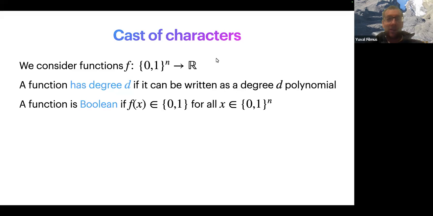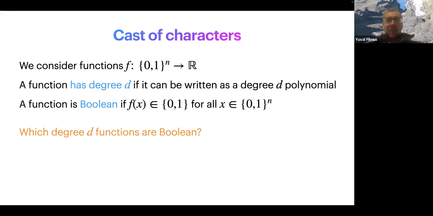So we say that the function has degree d. This is going to be important in this talk, this is why I'm stressing this. If it can be written as a degree d polynomial, or equivalently, if its unique representation as a multilinear polynomial has degree d. And we will say that the function is Boolean if whenever you put in 0, 1 inputs, then you also get back a 0, 1 output. In this field of analysis of Boolean functions, we often study Boolean functions on the Boolean cube. But also quite often we study functions which are real valued on the Boolean cube. And this is what we're going to do here.